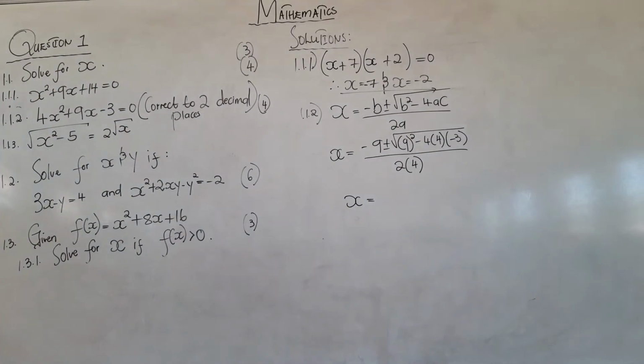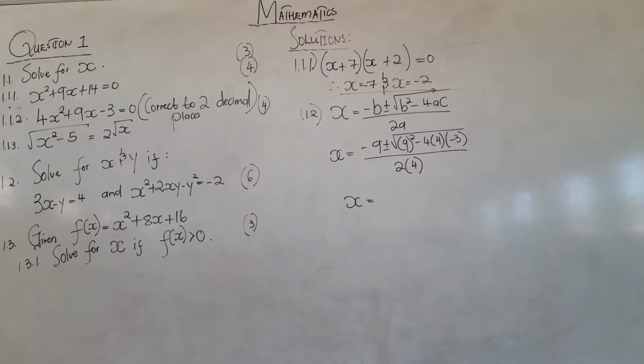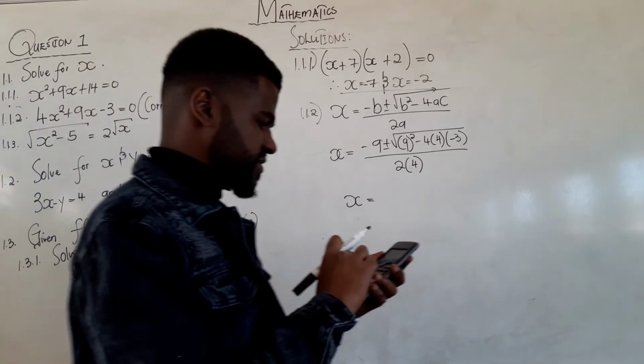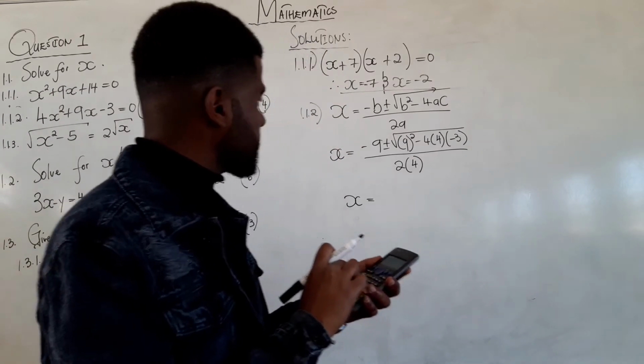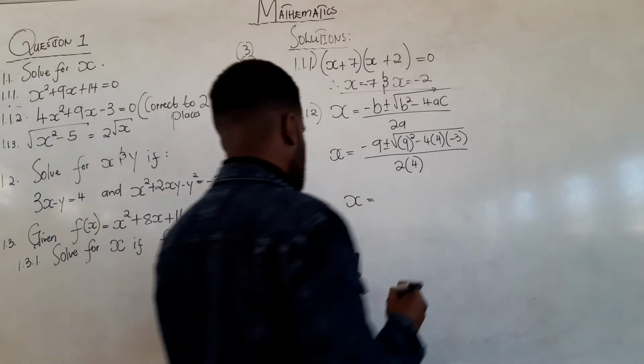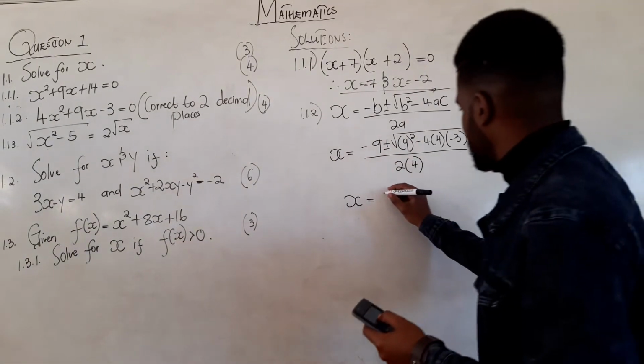Now let us put negative 9 plus the root of 9 squared minus 4 into 4 into negative 3, divided by 2 into 4, on your Casio calculator. Negative 9 plus the root of 9 squared minus 4 into 4 into negative 3, all divided by 8. Now our first final answer will amount to 0,29.